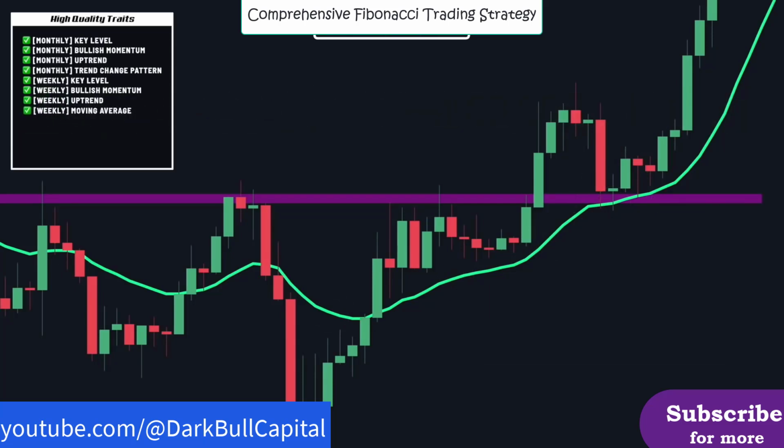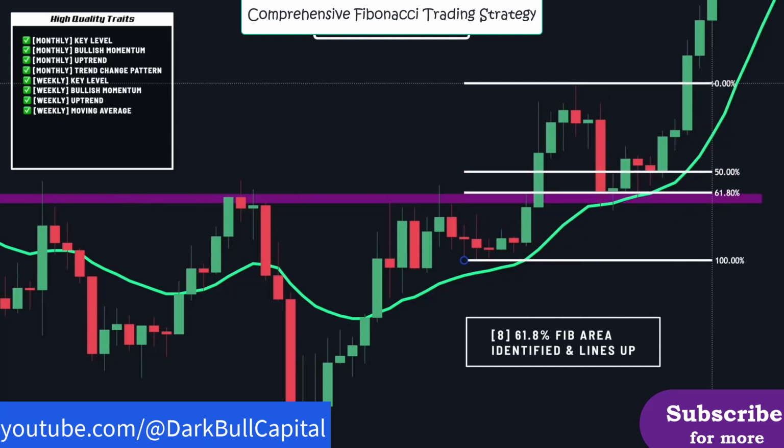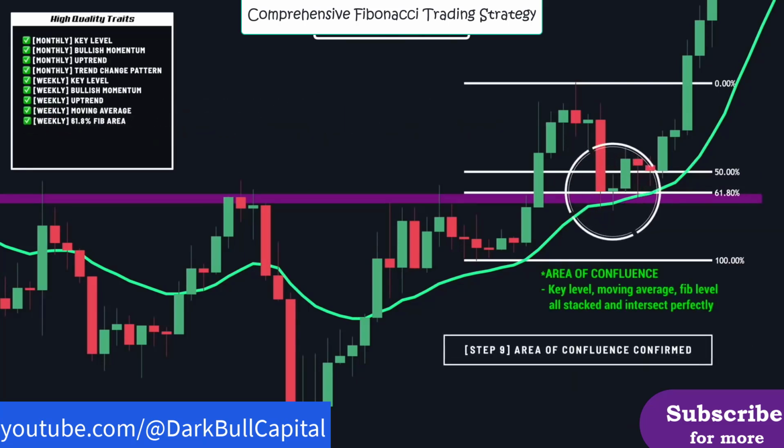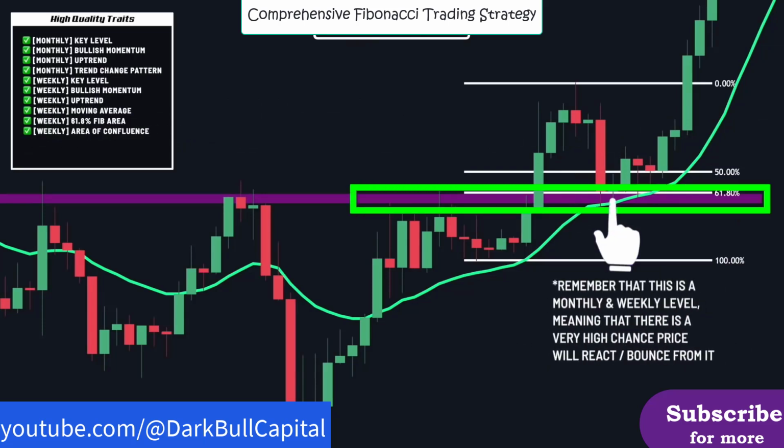Next, with the Fib tool, click at the swing low, drag it to the swing high. And notice how the 61.8% Fib area also lines up with our trade opportunity. This then gave you your area of confluence. Remember that this is a level that is visible on the monthly and weekly, meaning there is a very high chance that price will react to the level.